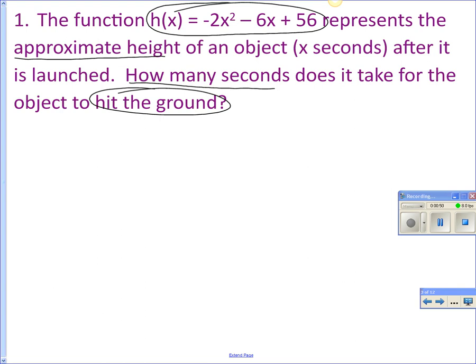What does hit the ground mean? What is 0 when it hits the ground? The height of the object. When it hits the ground, what's the height? 0. The height is 0. So we've got our function, so let's write that on our paper: negative 2x squared minus 6x plus 56.